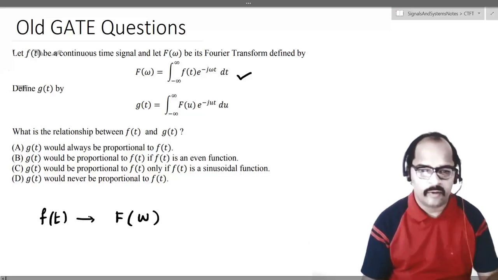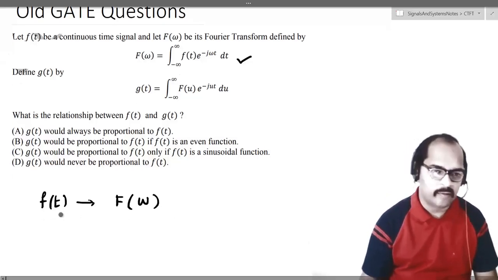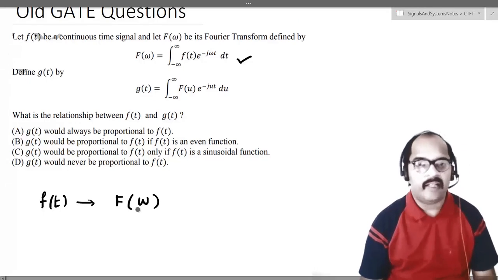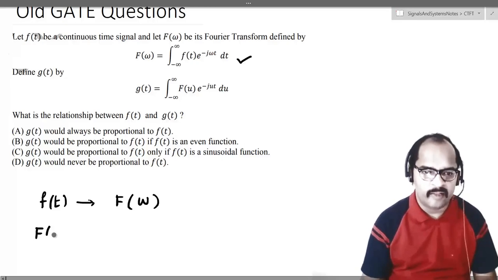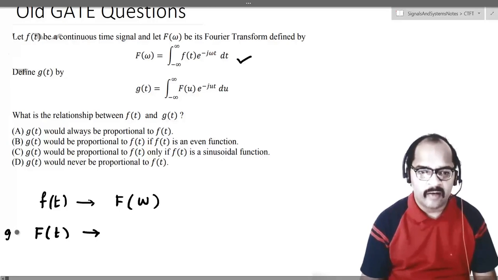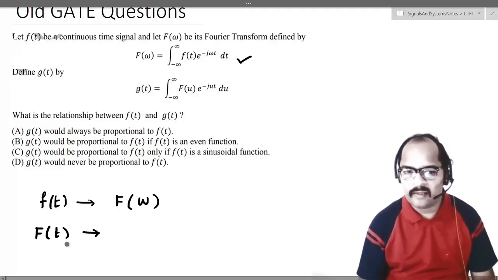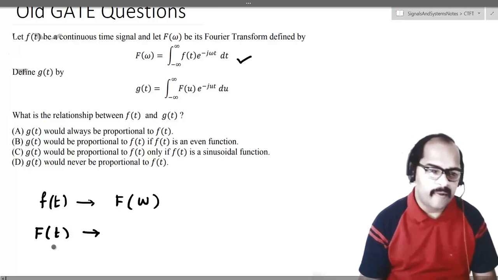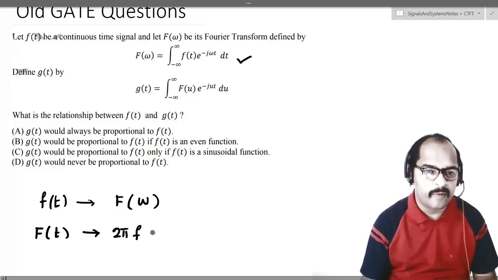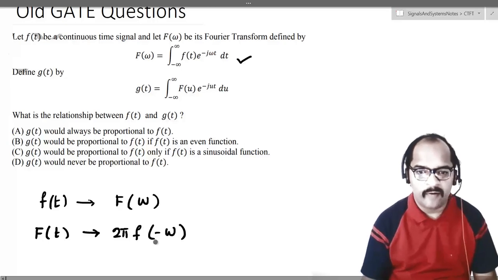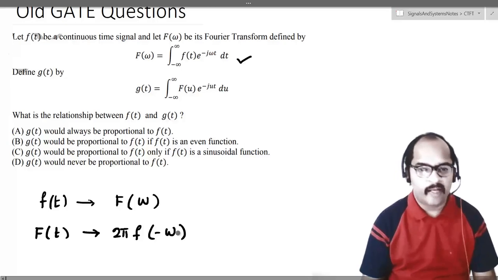Okay, right. So let me write down: f of t has F of omega. We use j omega in this problem, they used omega, that's okay. Okay, f of t has F of omega as the Fourier transform. Instead of u, we will use our own notation. So capital F of t will have what as Fourier transform here? Let us use their own notation. So capital F of t will have what as Fourier transform? That fellow will have 2 pi times small f of minus omega as the Fourier transform.